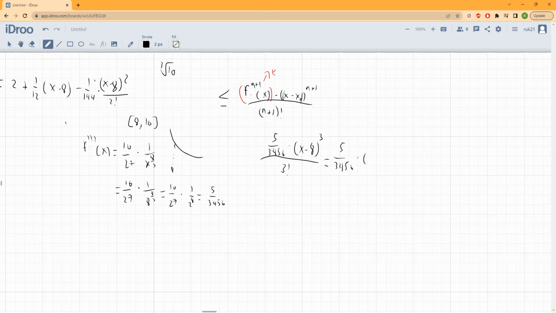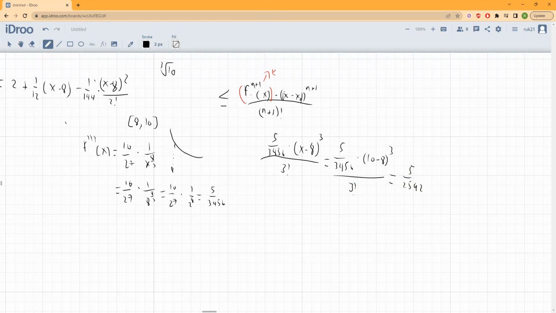456 times 10 minus 8. We're going to plug in 10 because that's the biggest value. 3 factorial. So then, using this, we're going to get the biggest possible error that we can get because in each step, we maximized the value we're getting. So then, if we simplify all of this, what we get is 5 over 2,592. And so this then tells us that that's our biggest error.